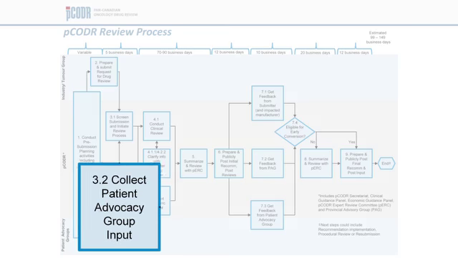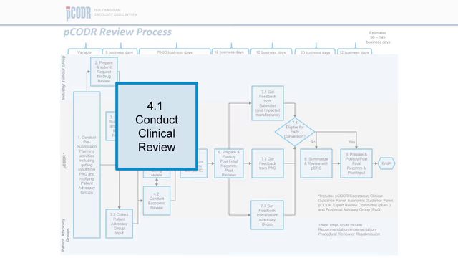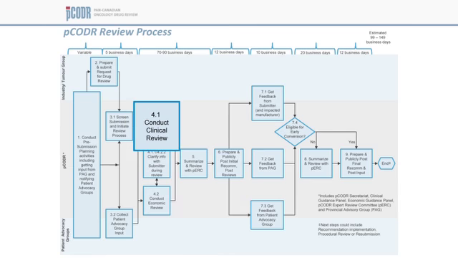Patient advocacy groups may provide information on the physical, emotional, and economic impacts of cancer and its treatment on their lives, as well as the benefits and the possible side effects of the drug being reviewed. A panel of oncologists examines the drug's clinical evidence. This is the clinical review. The panel produces a clinical guidance report. It is sent to pCODR's Expert Review Committee. I will speak more about the Expert Review Committee in a moment.